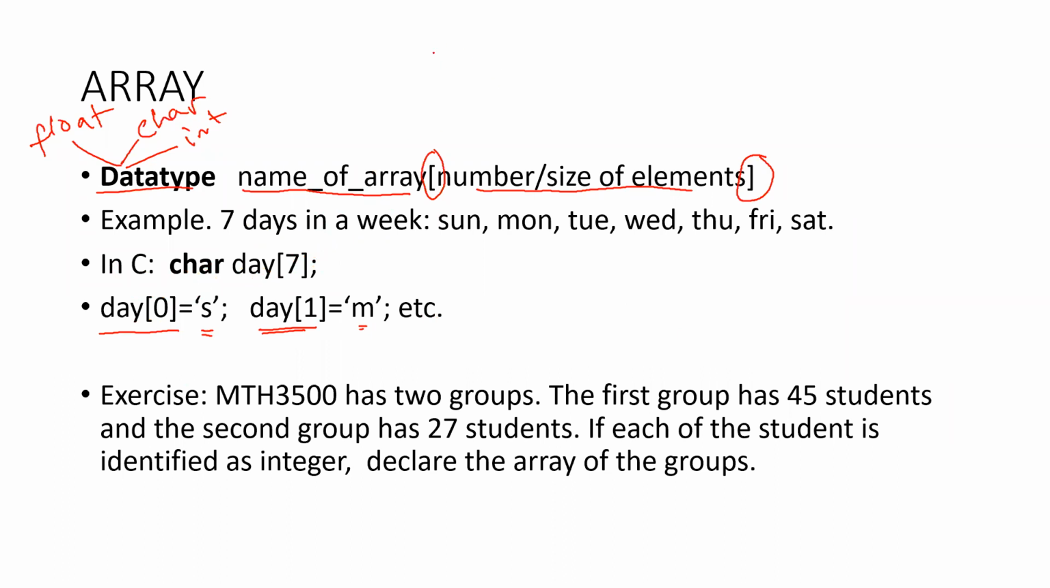Another example, if I have integer score. How many scores do I need? Let's say 3 maximum. So saya boleh initialize. Saya boleh declare dia sebagai macam ni. So maksudnya the index for the first score is 0. This is the index. And then the last index will be score 2. So 0, 1, 2.